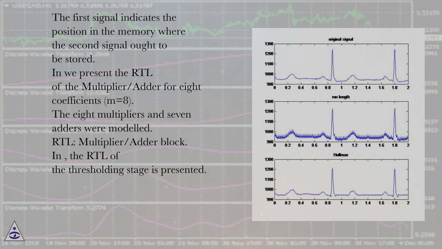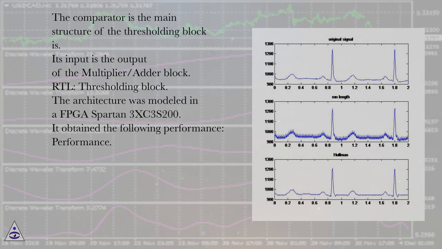And we present the RTL of the multiplier/adder for 8 coefficients, M equals 8. The 8 multipliers and 7 adders were modeled. RTL, multiplier/adder block. Now, the RTL of the thresholding stage is presented. The comparator is the main structure of the thresholding block. Its input is the output of the multiplier/adder block. RTL, thresholding block.